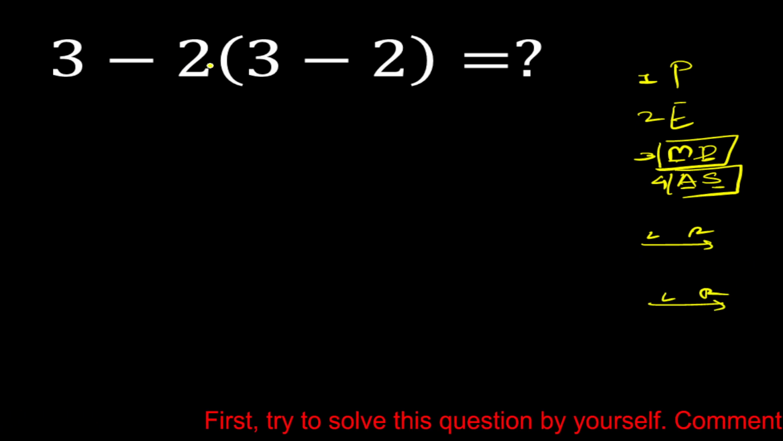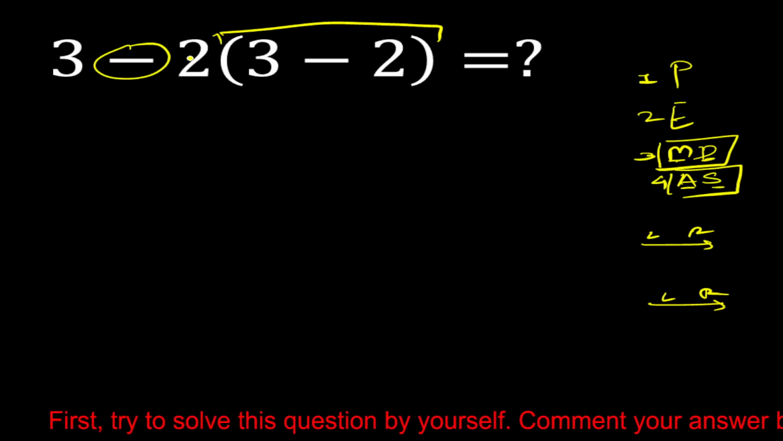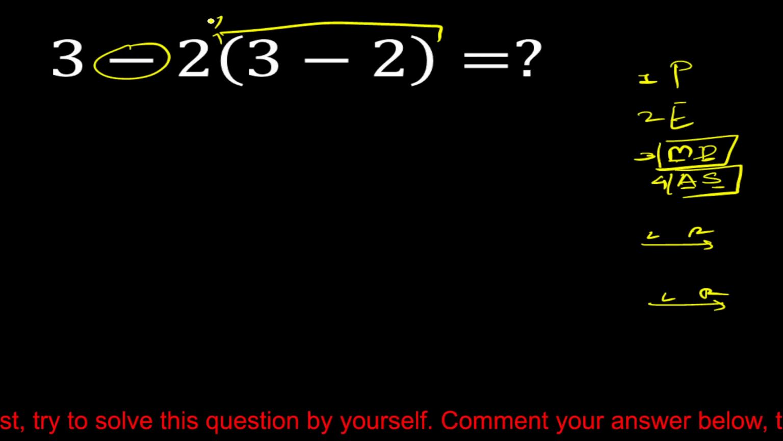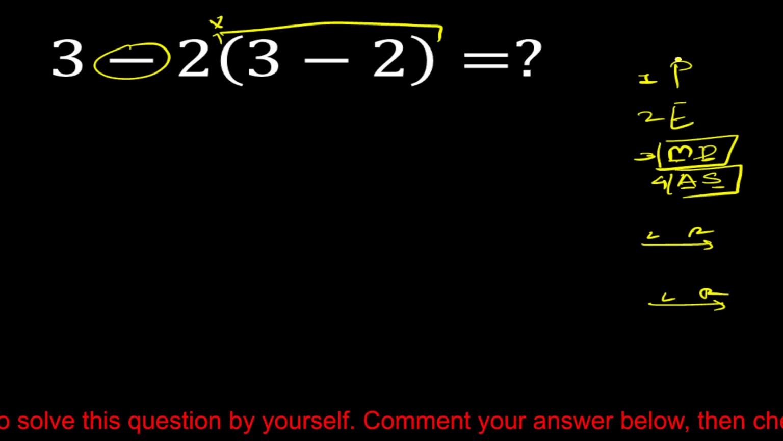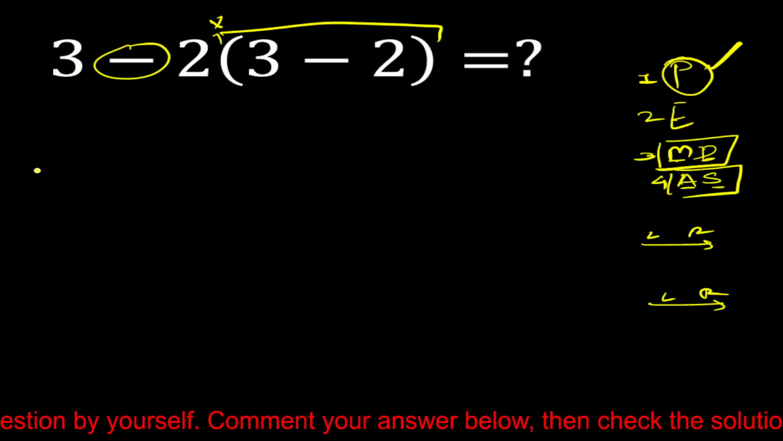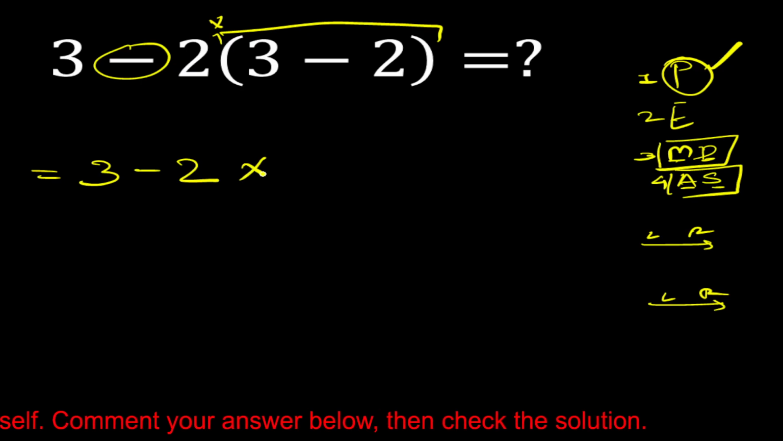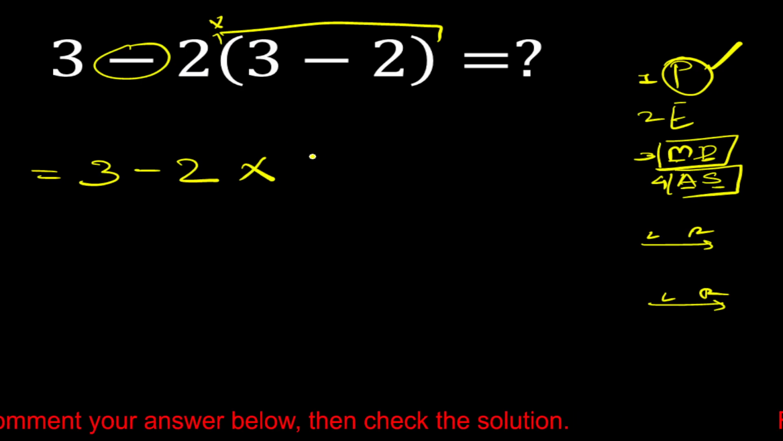Okay. So in this question, we have one parenthesis and one subtraction. And here one multiplication. Okay, so first priority is parenthesis. So first we have to solve this parenthesis. So it is equal to 3 minus 2 multiply. Now solve this parenthesis. 3 minus 2 is equal to 1.